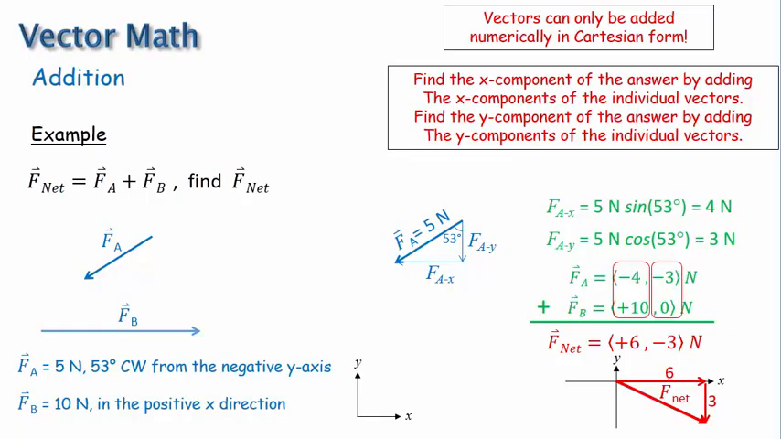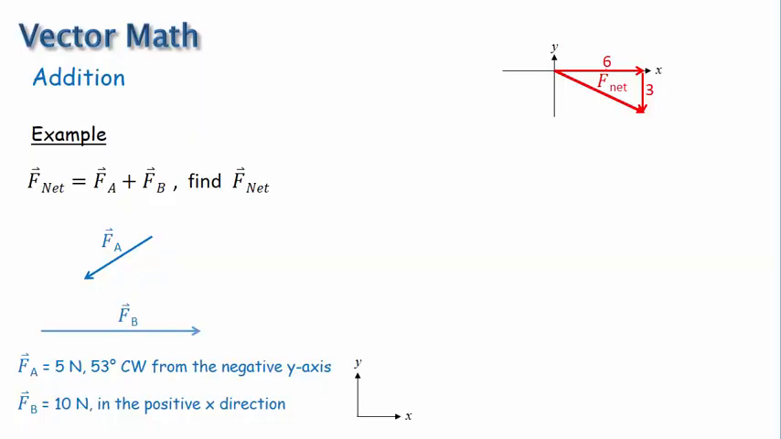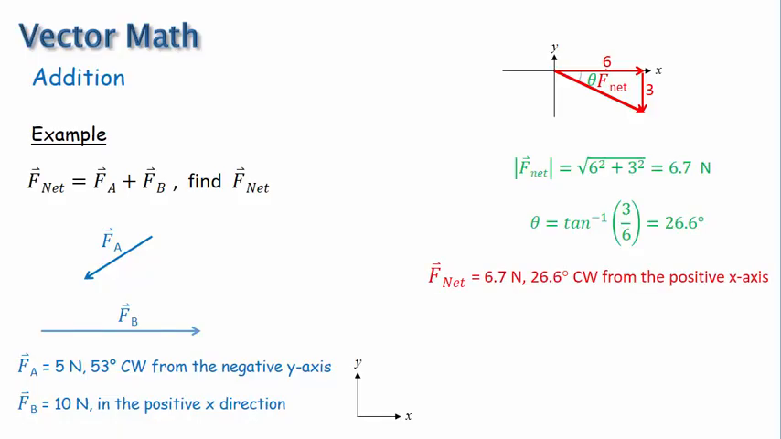We can find the magnitude of FNet with the Pythagorean theorem, which is 6.7 newtons, and we can find the angle clockwise from the positive x-axis with the inverse tangent, which comes out to be 26.6 degrees. We now can write FNet in polar form. So FNet equals 6.7 newtons, 26.6 degrees clockwise from the positive x-axis.